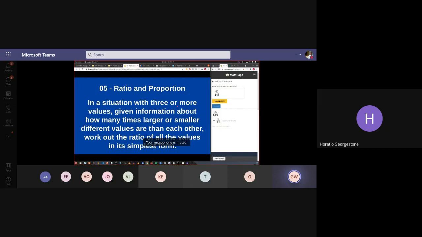So in a situation with 3 or more values, given information about how many times larger or smaller different values are than each other, work out the ratio of all the values in its simplest form. It's easier to just look at an example. So Tina's pocket money is 3 times as much as Rachel's pocket money. Rachel's pocket money is twice as much as John's. What is the ratio of Tina's pocket money to Rachel's pocket money to John's pocket money? Give your answer in its simplest form.